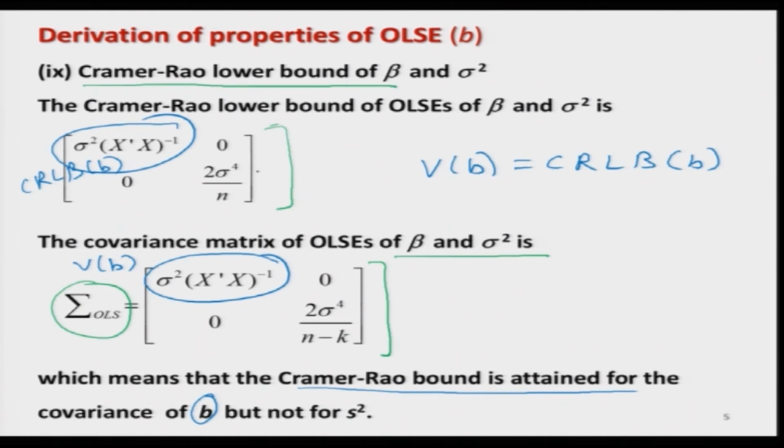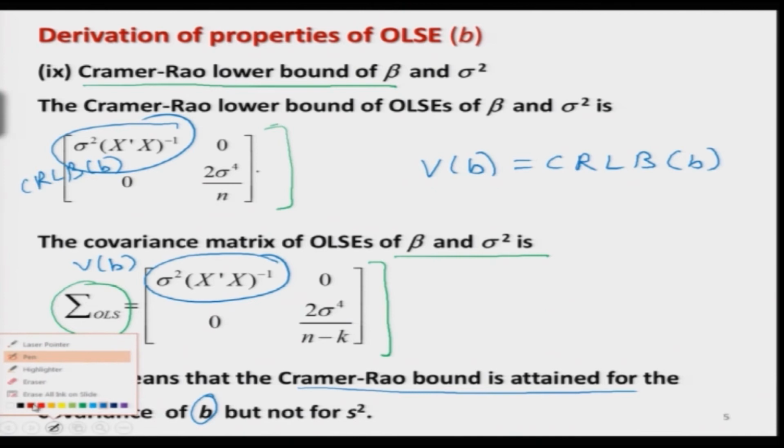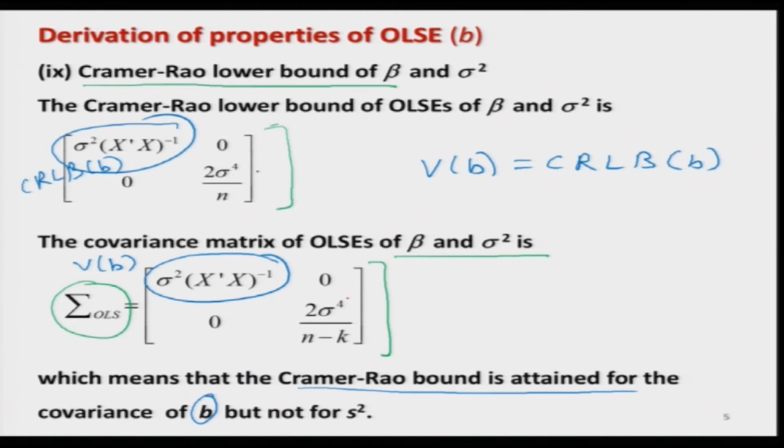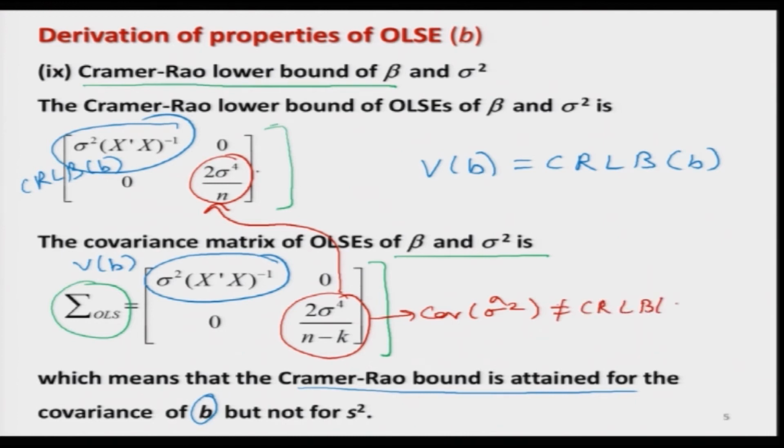So, you have a reason that B is going to give you a good value. But now, if you try to see the covariance matrix of sigma square hat, this is 2 sigma raised to the power 4 divided by n minus k, and the Cramer-Rao lower bound for this sigma square hat is 2 sigma raised to the power 4 divided by n. So, you can see that the covariance matrix of sigma square hat is not equal to the Cramer-Rao lower bound. So, S square does not attain the Cramer-Rao lower bound.